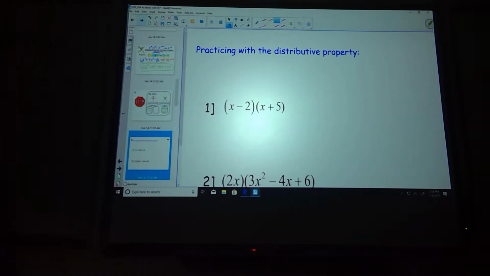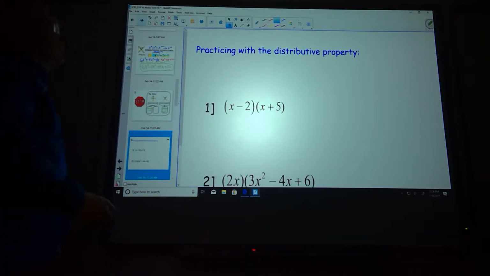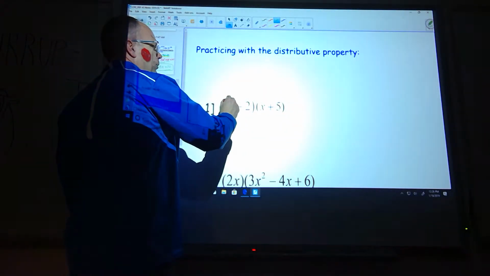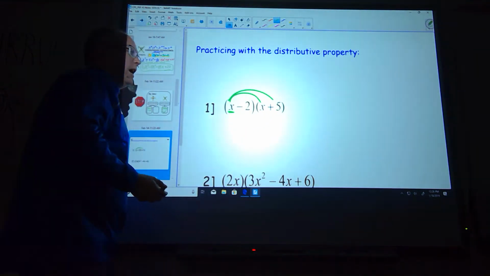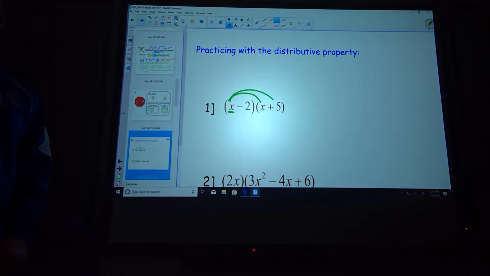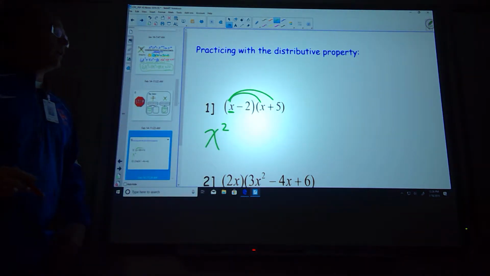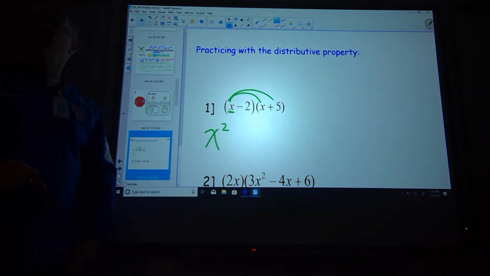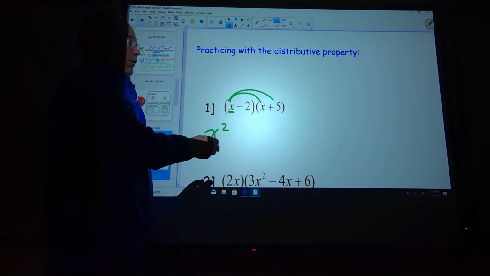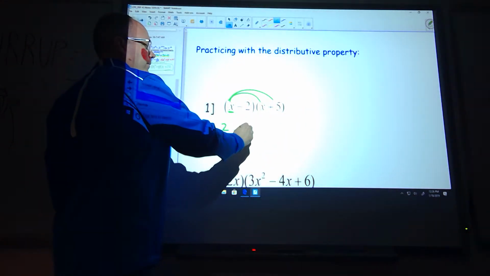All right, so now we're going to practice the distributive property. So I'll do it in 2 different colors. So the first one, I'm going to multiply x times here and x times there. So x times x, what do you think x times x is? X squared. Is that okay? And then what's x times 5? 5x, right?